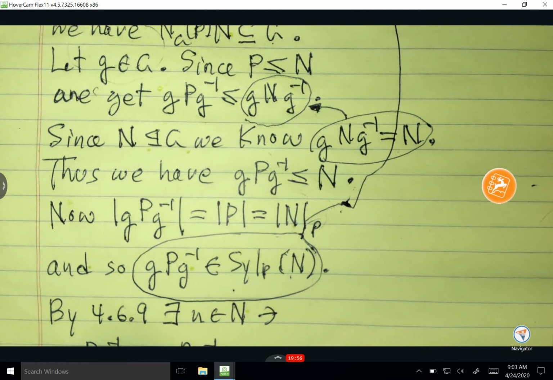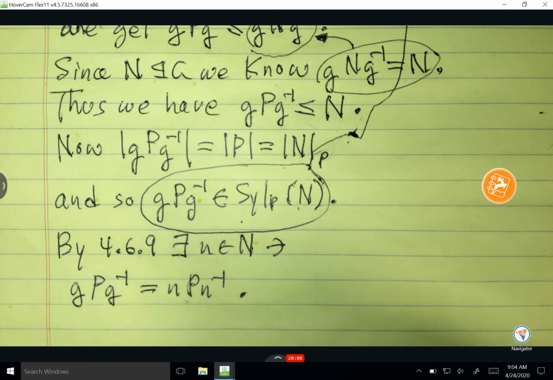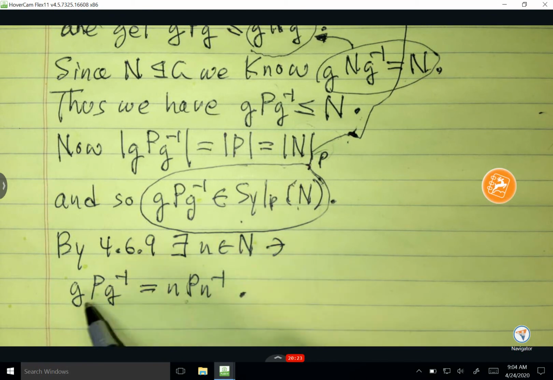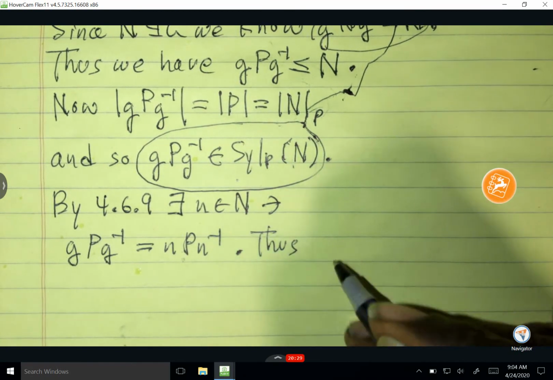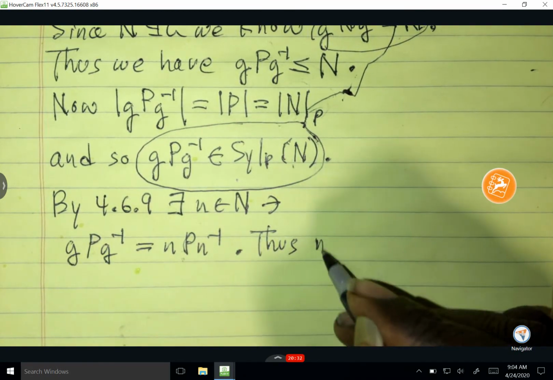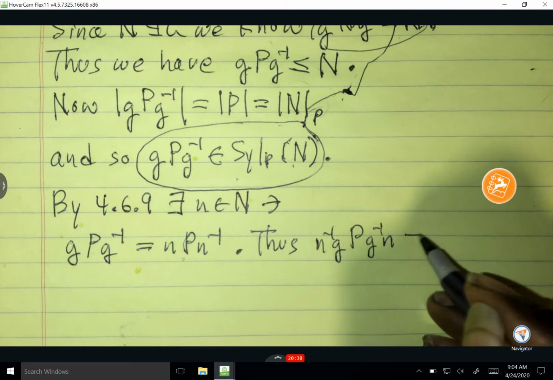Okay, so you get that by 4.6.9. The one you found and the P are conjugate by an element of N, not G. N acts transitively on its Sylow P subgroups. Every group acts transitively on its Sylow P subgroups by 4.6.9. That was one of the three things we showed in 4.6.9. Okay, so now I'm going to do a little algebra and get the P by itself. So you could say thus, I'm going to take the n's over there. So you get n inverse gPg inverse n is equal to P.